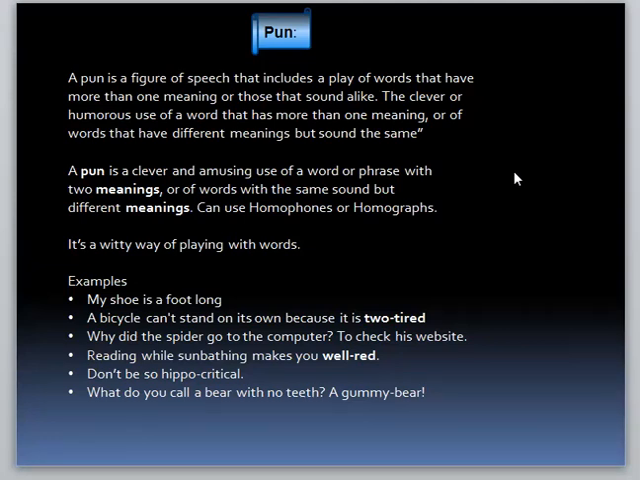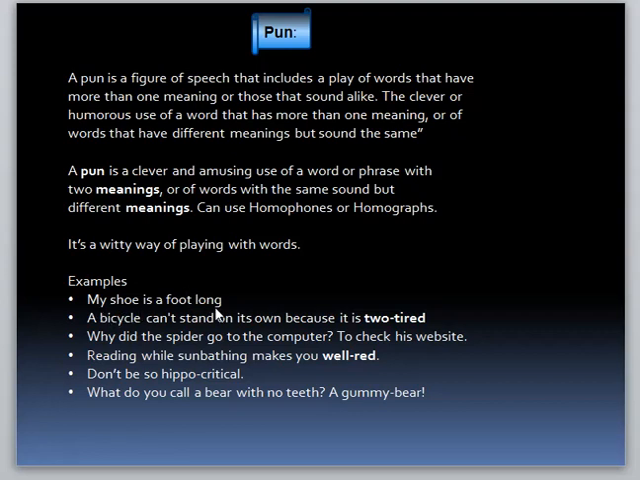Homophones are words whose spellings and meanings are different, but the sound, the pronunciation, is the same. And homographs are words where the spelling is the same, but the meaning is different, and sometimes the pronunciation differs too. So these are the witty ways you play with words. That's all. A pun is a clever and amusing use of a word or phrase with two meanings. Just to make fun out of it, we can use puns.